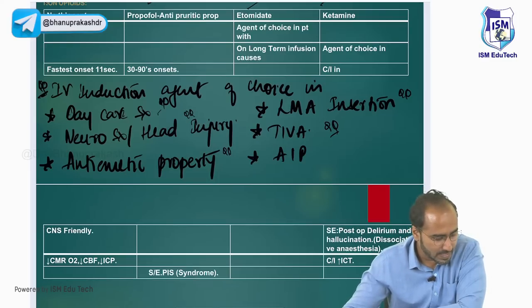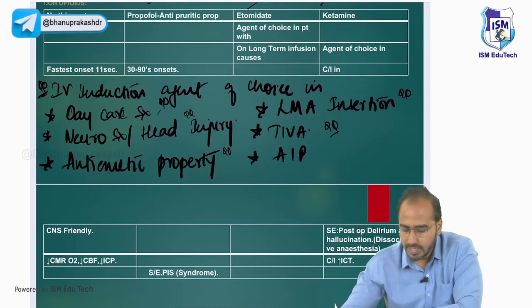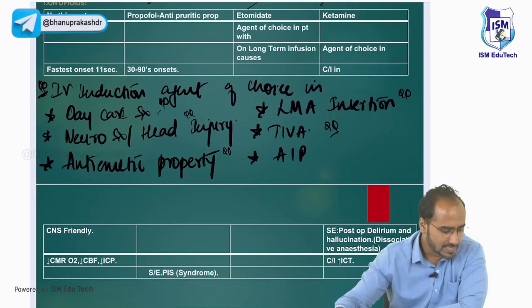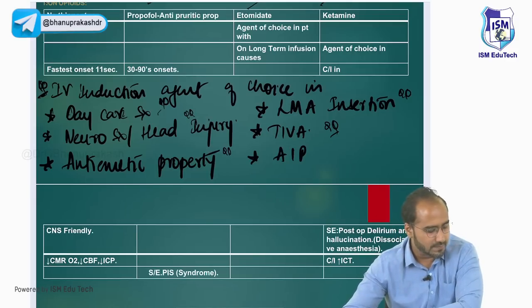What is AIP? AIP is acute intermittent porphyria. Now, guys, some of you are asking, in LMA insertion we use lignocaine gel. Just look over here, guys. When you put an LMA, there will be two sets of patients, patient A and patient B. Patient A will be very hyper. 80 to 90% of patients are very hyper only. It is surgery, so obviously they will be hyper.